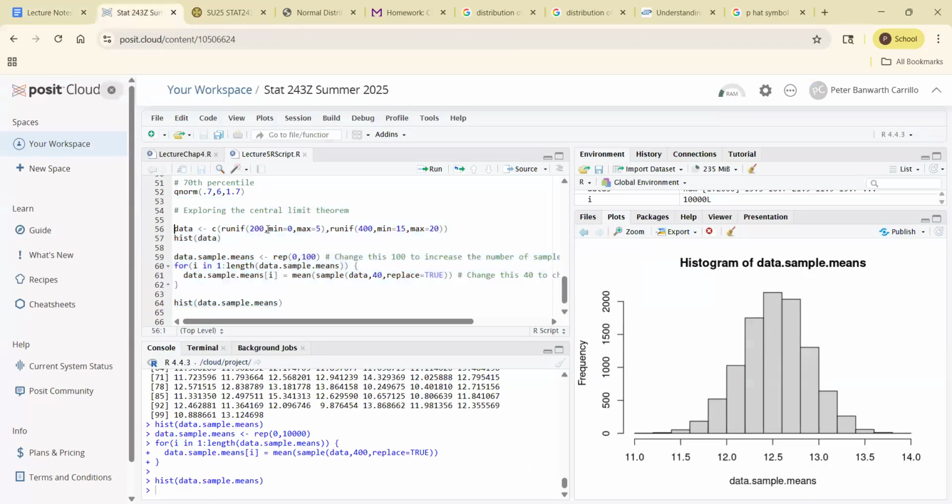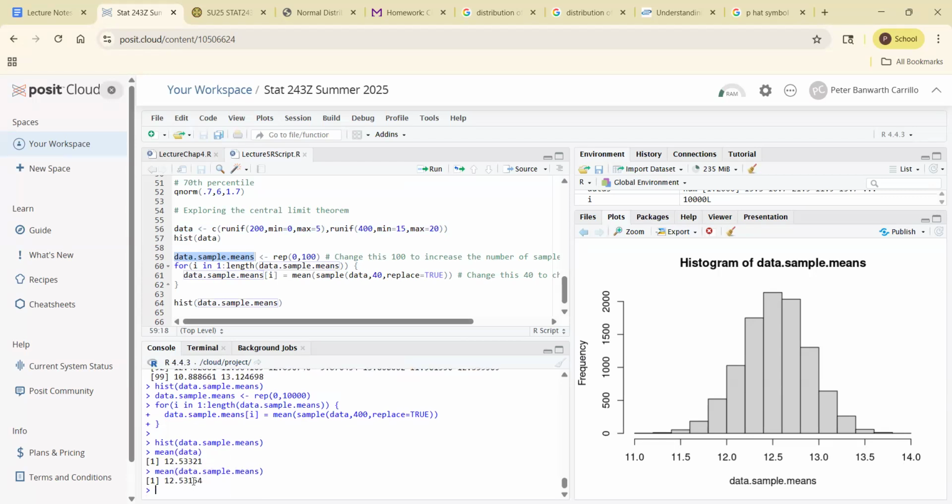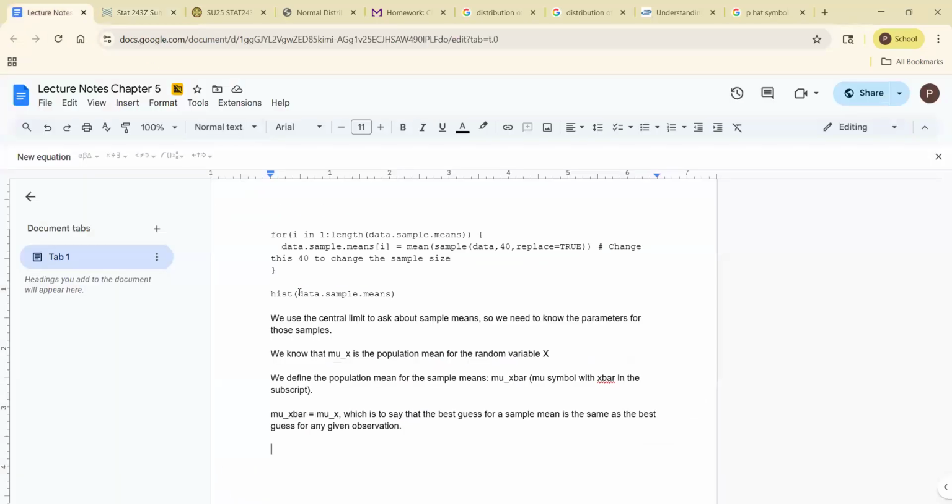So here I have my data. And if I take the mean of my data, it's about 12.5. And here I have my sample means. And if I take the mean of my sample means, it's also about 12.5. The mean of your sample means is going to be the same as the mean of your random variable. The standard deviation is different, however.